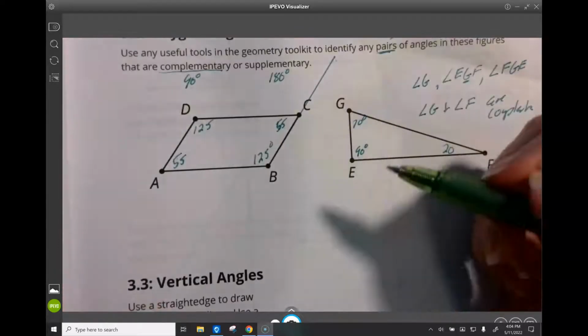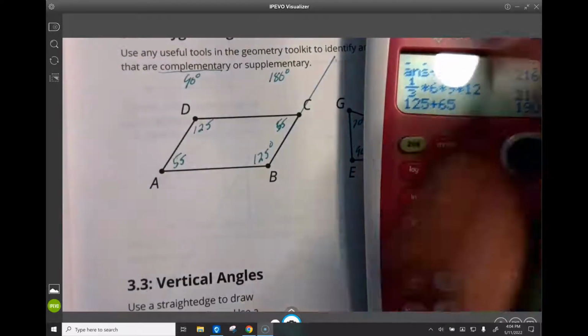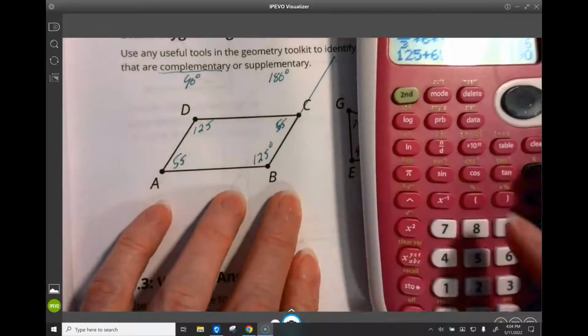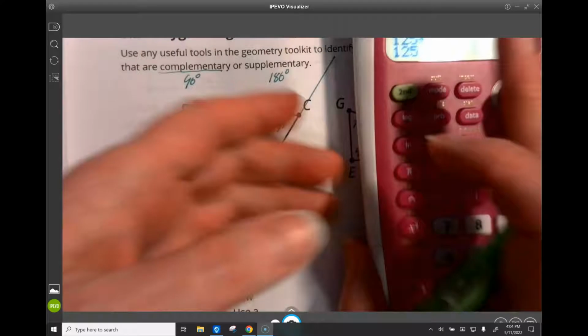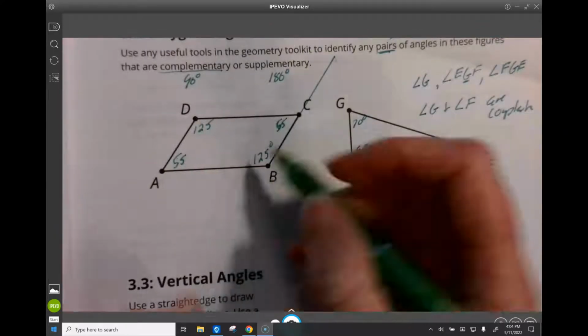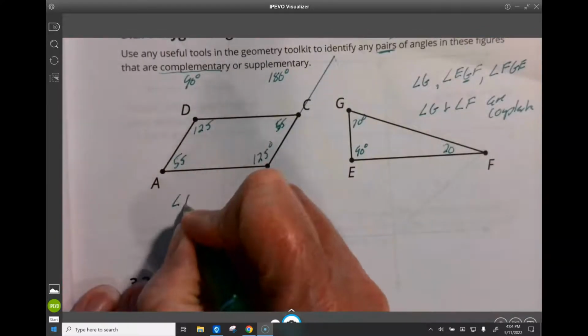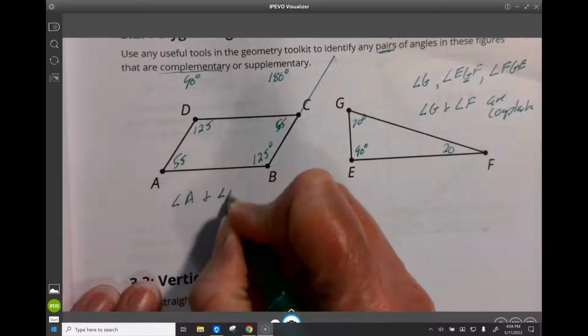And the reason I knew that is because of my years teaching geometry. I was like, wait a second, these should actually work out. So if I take 125 plus 55, notice what happens. I get 180. Okay, so angle A and angle B are supplementary.